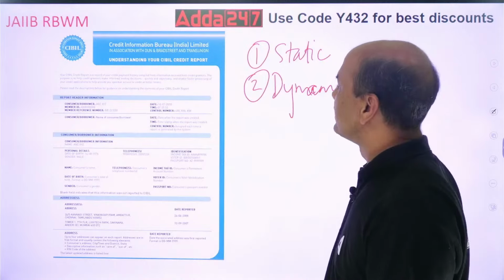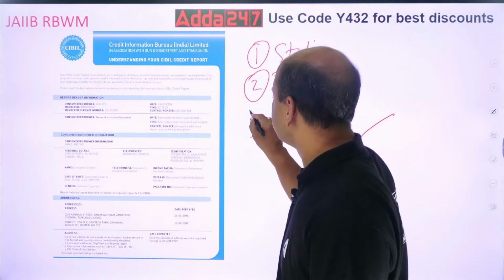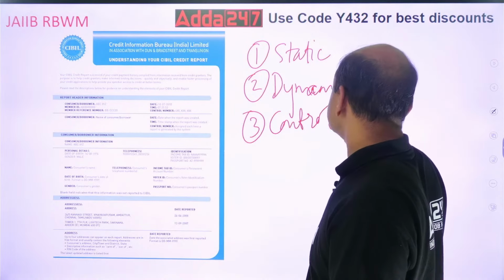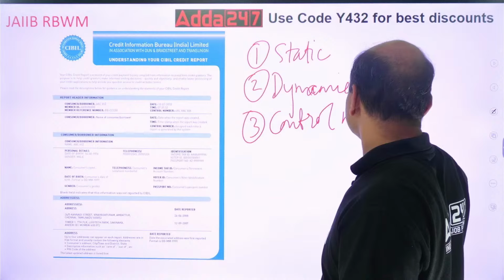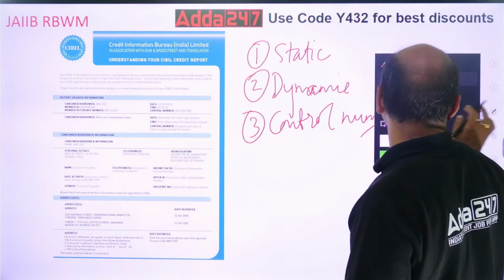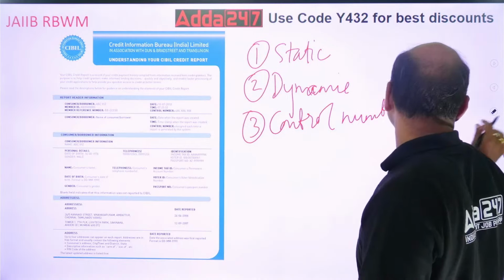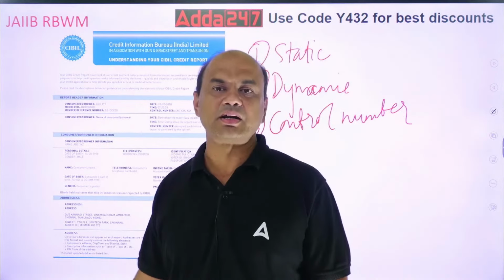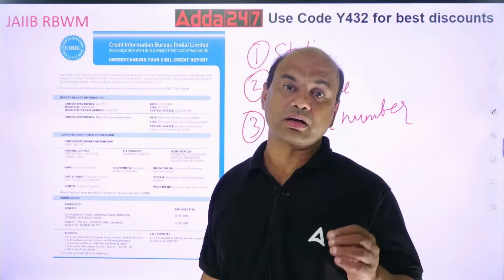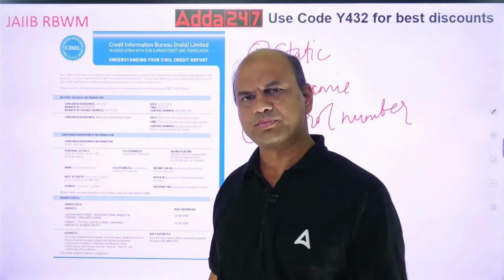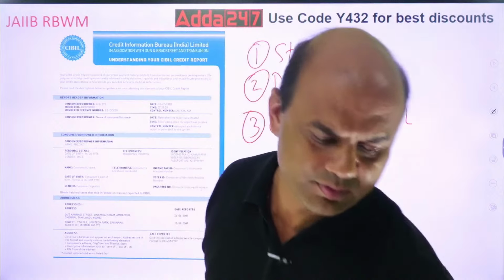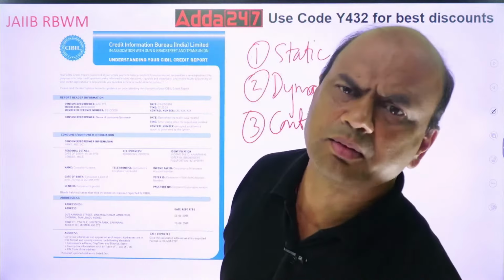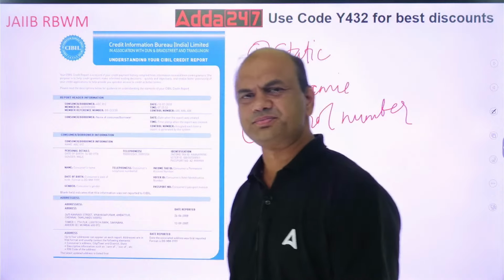Kindly note, there is also a third number which is always generated, called the control number. This question is asked in the exam. Control number is always asked in the exam. Control number is the number which is generated every time you fetch a credit report. Got it?